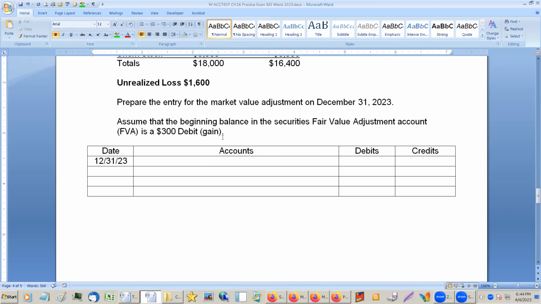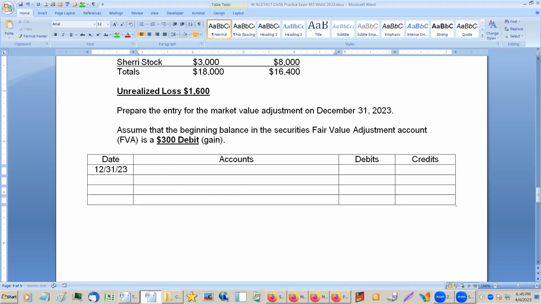Okay, now here's the problem though. There's already 300 sitting in that account as a debit. So apparently the previous year we had a $300 gain. So what do we have to do with this? It'd have to be a fair value adjustment of 1,900 loss. Yep. Oh, wait a minute, wait. I'm doing this wrong.